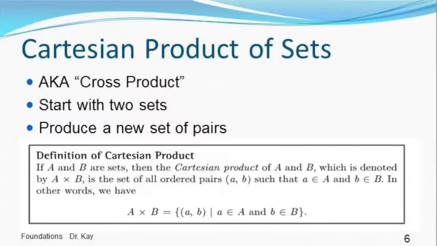Another thing that you should also be familiar with is the Cartesian product of two sets, or the cross product of two sets. You start with two sets and you produce a new set of pairs. So a new set that contains elements, each element of which is a two-tuple. So if we look at the definition here from the book, if A and B are both sets, then the Cartesian product of A and B, which is denoted by this notation A cross B, is the set of all ordered pairs (a, b) such that the first element is an element of A and the second element is an element of B. And here's the formal definition of that.